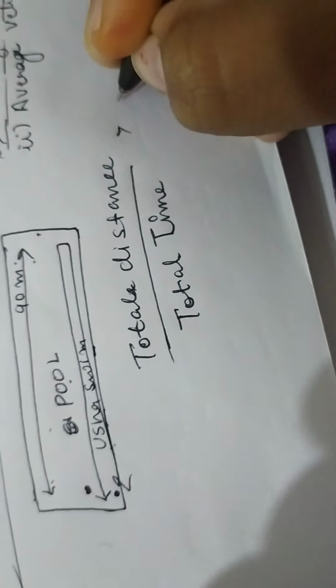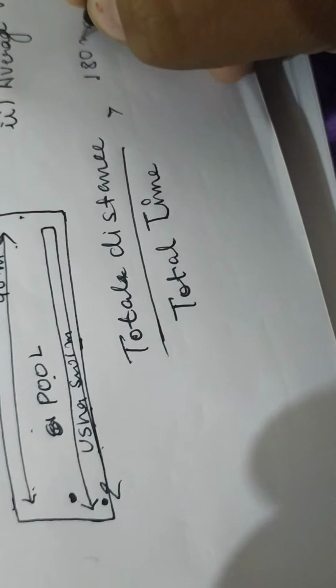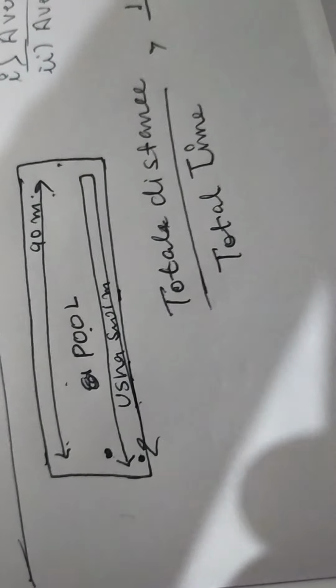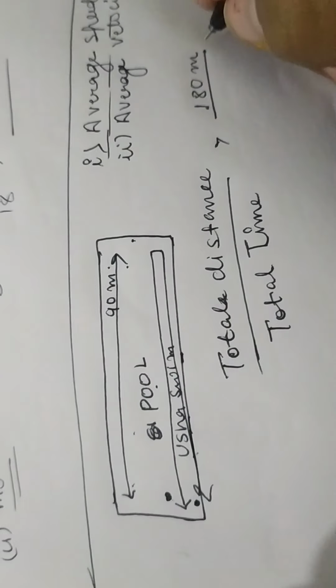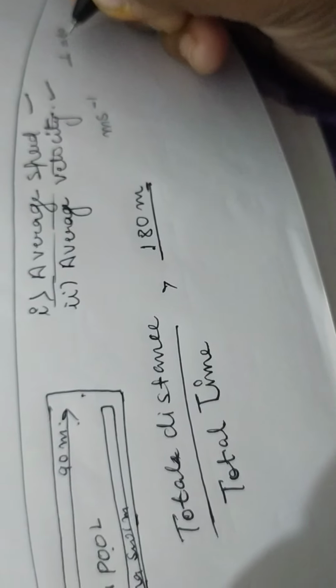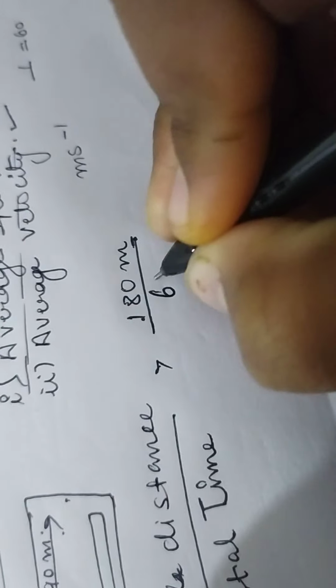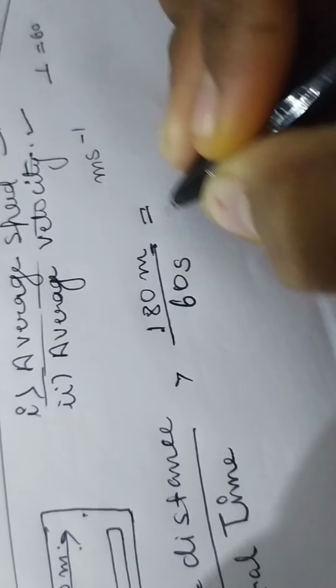तो अपने पास टोटल डिस्टेंस we have 180 meters in 1 minute, and we are finding this in meter per second. So to convert 1 minute into seconds, in 1 minute there are 60 seconds, as we all know. Now we write here 60 seconds, and its answer is very easy.